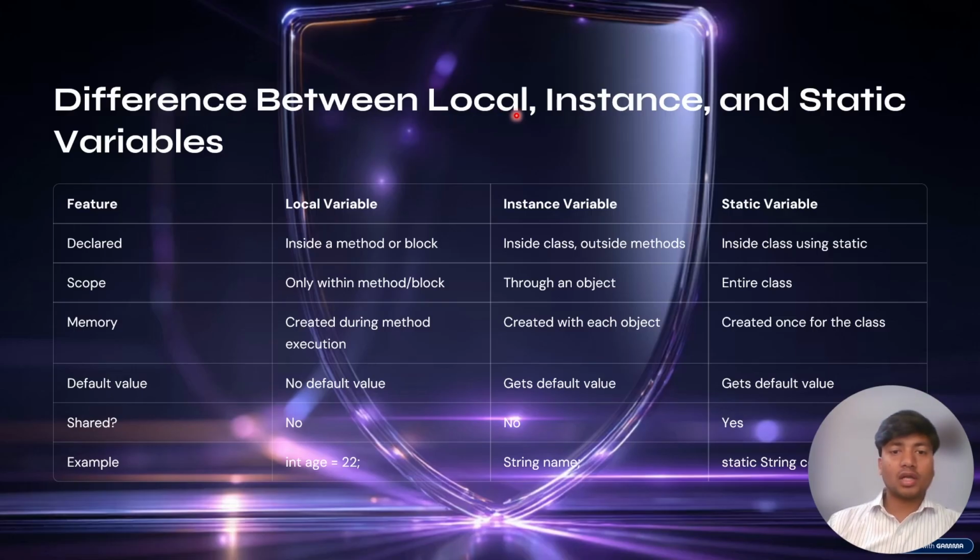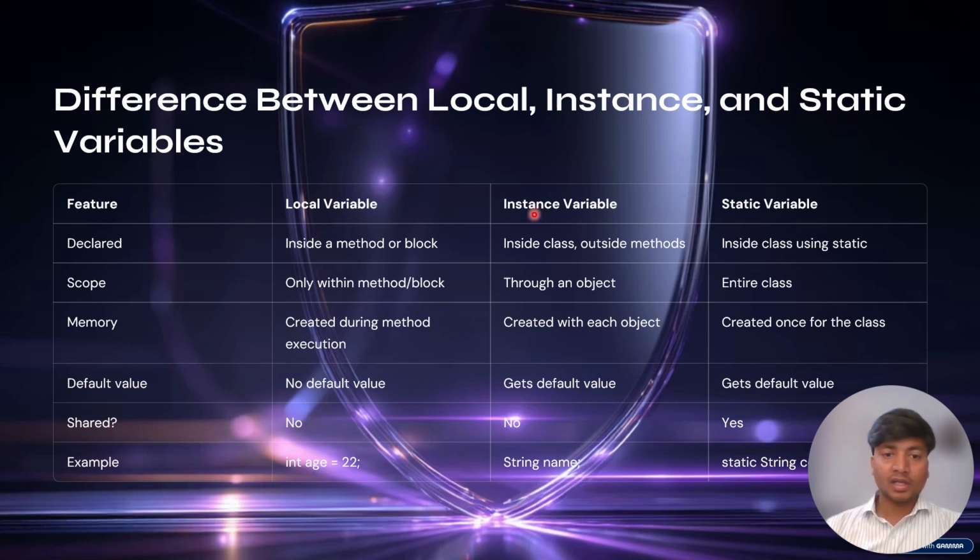Difference between local, instance and static variables. Features: local variables are declared inside a method. Scope of a local variable is only within the method. Memory is created during method execution. Default value of a local variable: no default value. Shared: no. For example of a local variable, int age = 22.